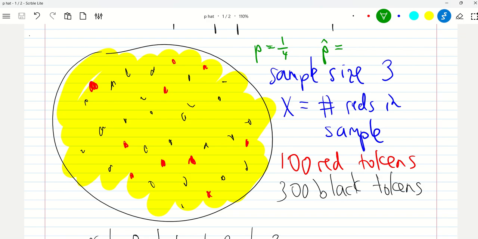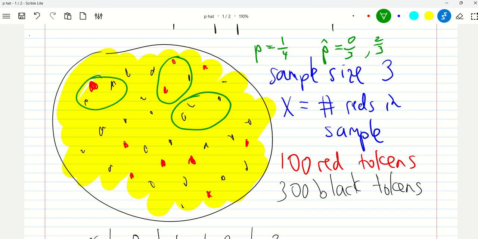Let's say I choose these three. Of those three, how many are red? Well, that one would be 0 out of 3, so the proportion would be 0. Or if I choose these three, the proportion would be 2 out of 3. If I choose that picture there, then the proportion will be 1 out of 3. And just to finish it off, if it was a random sample and I chose those three, it would be 3 out of 3. And those are all the possible outcomes that could happen there: 0 out of 3, 1 out of 3, 2 out of 3, or 3 out of 3.